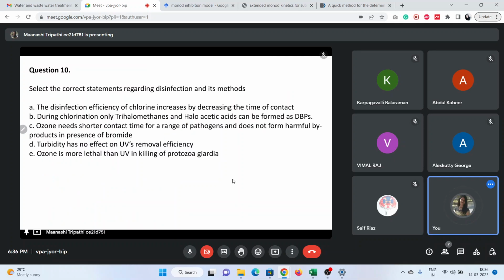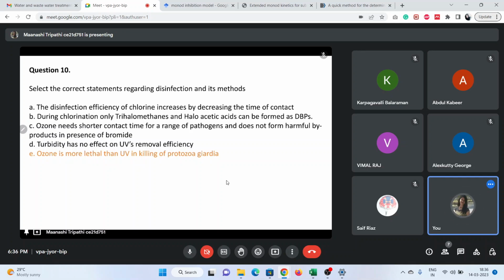So this is the second last question and a basic theoretical question. Select the correct statement regarding disinfection and its method. So here different types of disinfection methods are there: chlorination, ozonation, UV, chloramination. So you have to select the correct statement regarding the disinfection. Try to solve this question. Ma'am, is it option E? Okay, we'll see. Yes, correct, 100% correct.